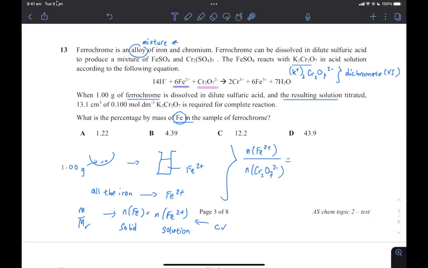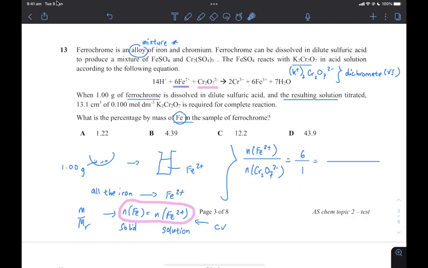So 1 mole of Cr2O7 2- based on your label. I've labeled it as such, but if you know mathematics, you can put this on top and this at the bottom. You just follow your label. Here, the iron 2+ is on top. So 6 mole of iron 2+, 6 mole from the balanced equation, reacts with 1 mole of the dichromate. On the right-hand side, I will put in the information that I need. I just need the mole of the iron 2+, which is the same as the mole of the Fe solid.